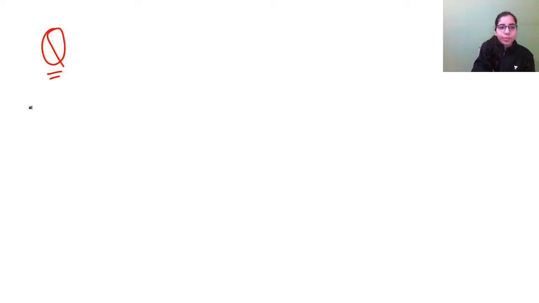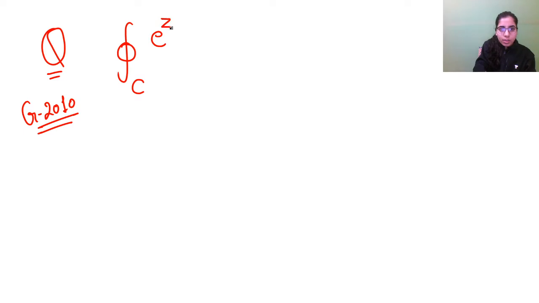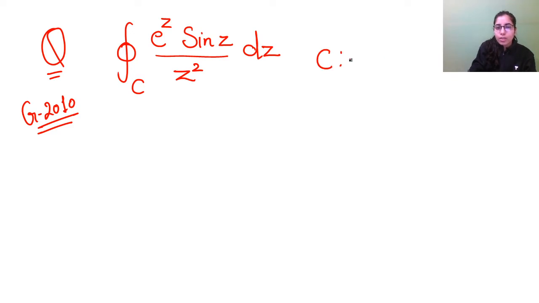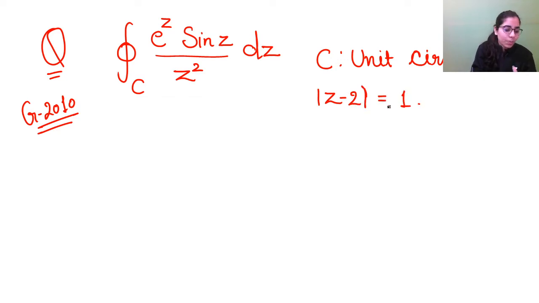So this question is from the GATE 2010 exam. The question was: find the value of the integration over the closed contour C of e to the power z sin z upon z square dz, where the contour C is the unit circle, for which the equation has also been given to us, which is mod z minus 2 is equal to 1. So C has been defined like this, that is the contour. This integration you need to find.